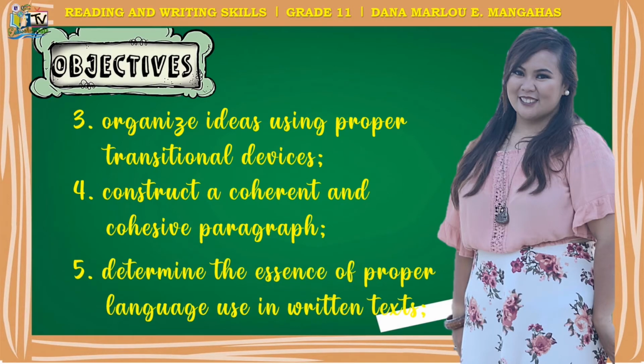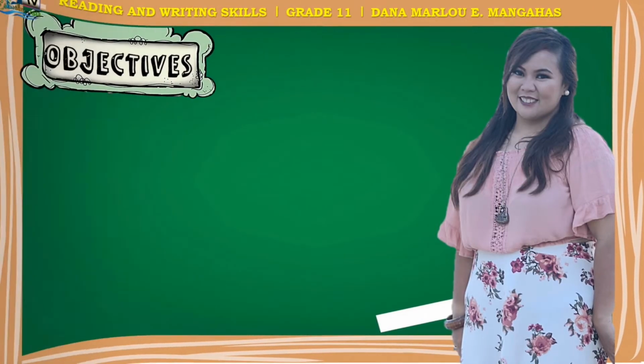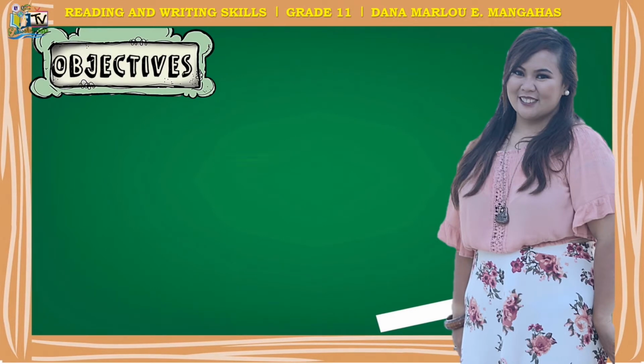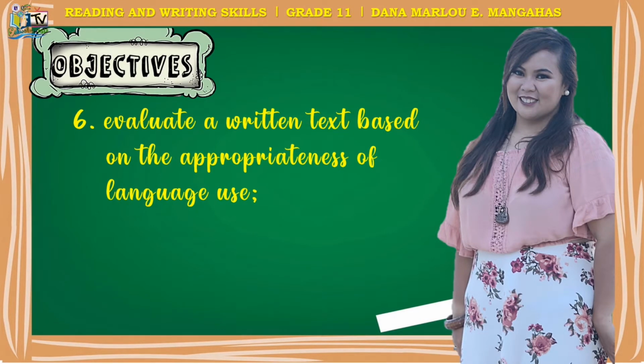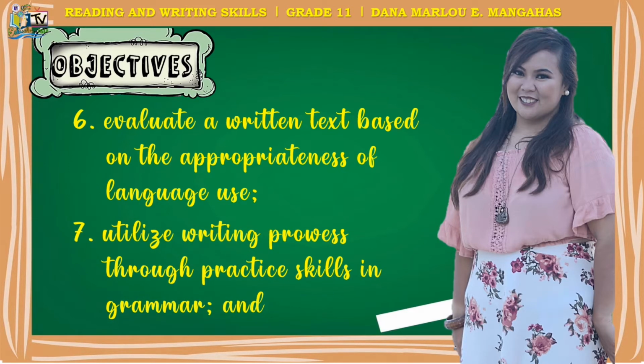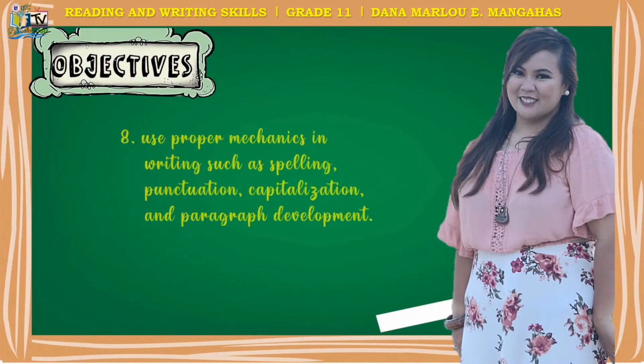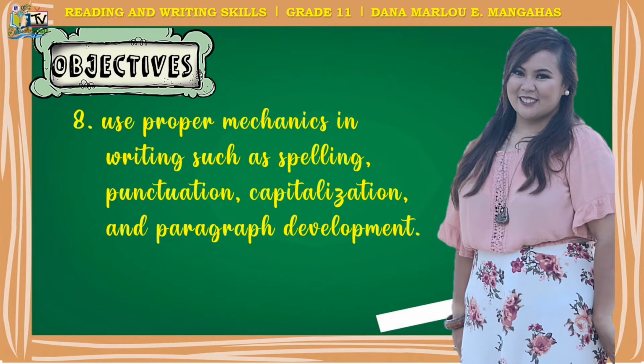Number 5. Determine the essence of proper language use in written texts. Number 6. Evaluate a written text based on the appropriateness of the language use. Number 7. Utilize writing prowess through practice skills in grammar. And number 8. Use proper mechanics in writing such as spelling, punctuation, capitalization, and paragraph development.